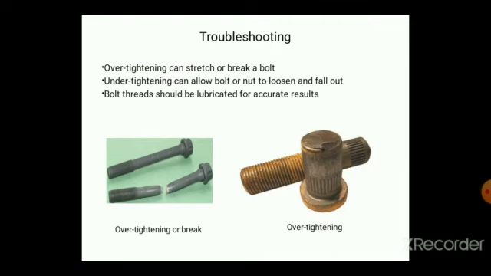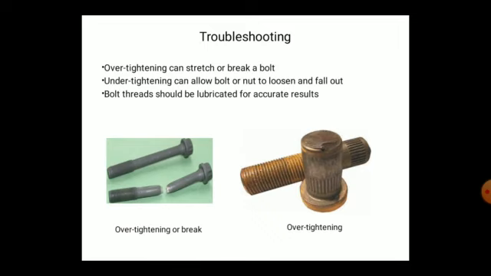Then the last one is troubleshooting. Over tightening can stretch or break the bolt. Under tightening can allow the bolt or nut to loosen and fall out. So these are the two problems. You have to tighten the bolt and nut arrangement accurately, so it does not stretch more or loosen so that it falls out of the assembly.